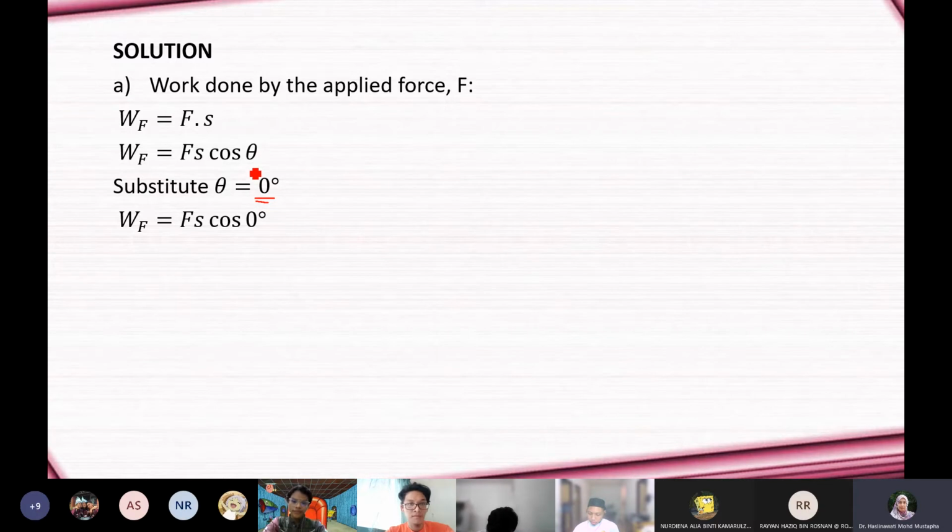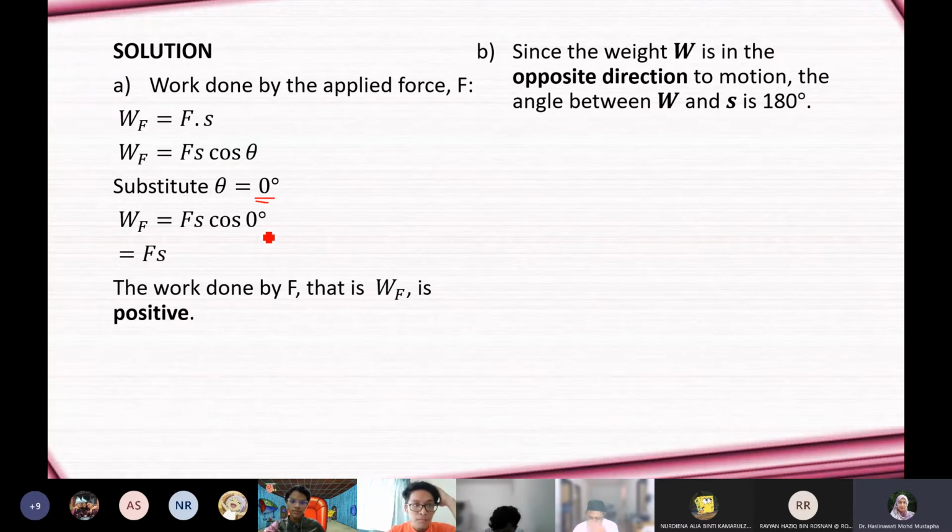Sebab kita ingat balik takrifan angle di sini. Theta ni takrifan dia adalah sudut di antara F, direction of F dengan direction of S. So that's why I said it is important that you identify the direction of the force and the direction of the displacement, sebab kita kena ambil kira angle dia tu. So WF is equal to Fs cos 0. So WF is equal to Fs. So the work done by F, that is WF, is positive.